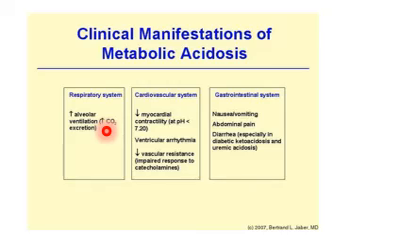There is also decreased vascular resistance and impaired response to catecholamines. If you look at the gastrointestinal system, typically we see nausea, vomiting, abdominal pain, and in diabetic ketoacidosis, we can see diarrhea and uremic acidosis.